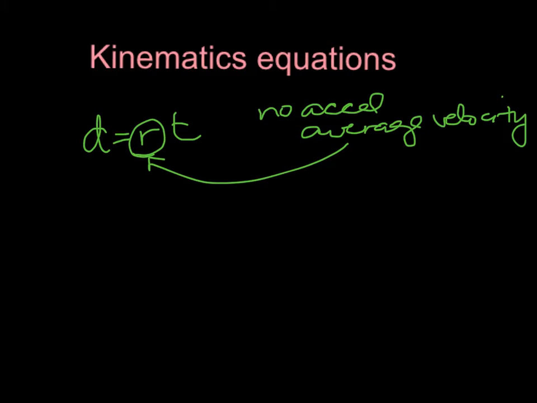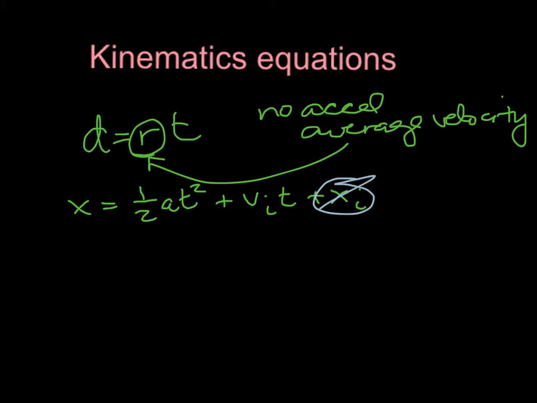But the other three that we're going to use are the position, remember x is position: x equals 1/2 at squared plus v initial t plus your initial position. Ooh, this one's ugly. Most of the time this initial position is going to be 0. So most of the time you're going to start at 0, and you're not going to use that. Every once in a while you will, so I leave it in there as part of the equation.